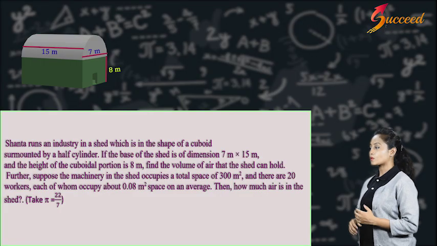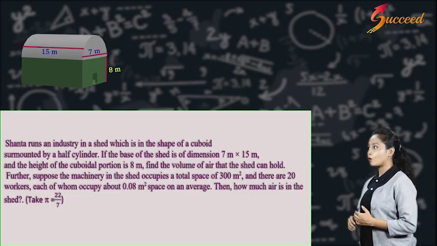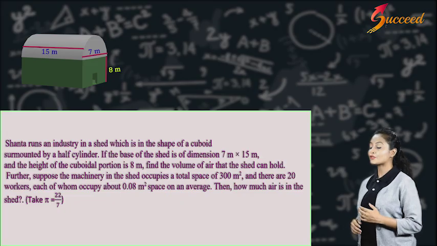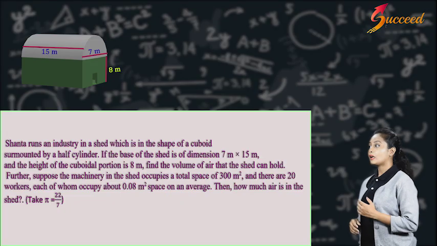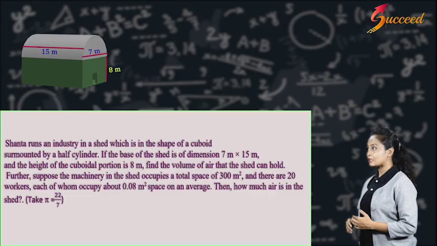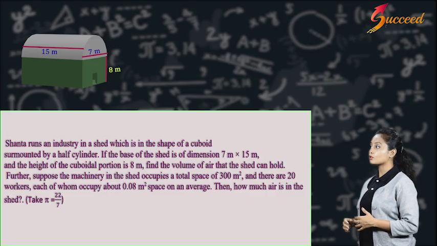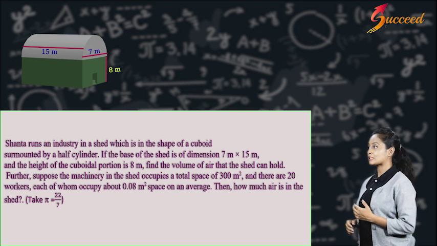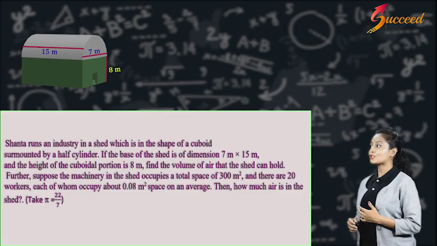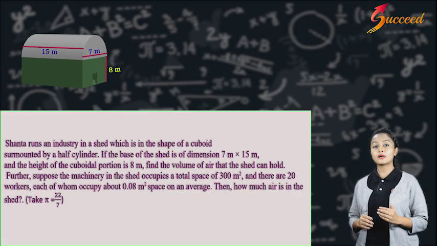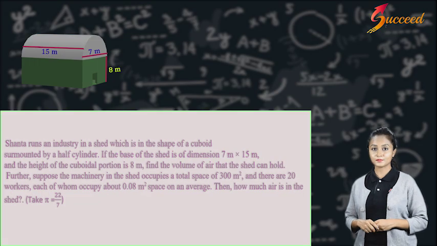Further, suppose the machinery in the shed occupies a total space of 300 meter cube and there are 20 workers, each of whom occupies about 0.08 meter cube of space on average, then how much air is in the shed? For this example, consider pi as 22/7.